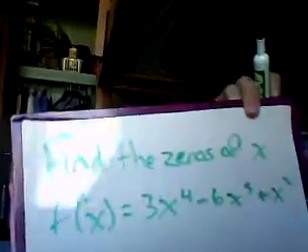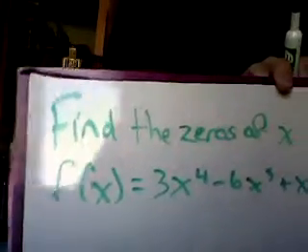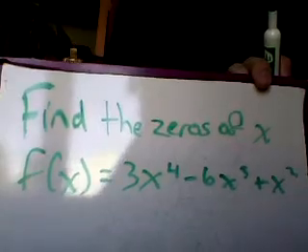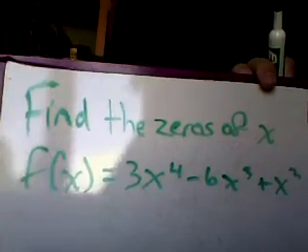First topic is going to be about finding the roots or the zeros for a polynomial function. So, for example, something like this. We're going to find the zeros of this function here: f of x equals 3x to the fourth minus 6x cubed plus x squared. So we're going to start this by pulling out x squared.